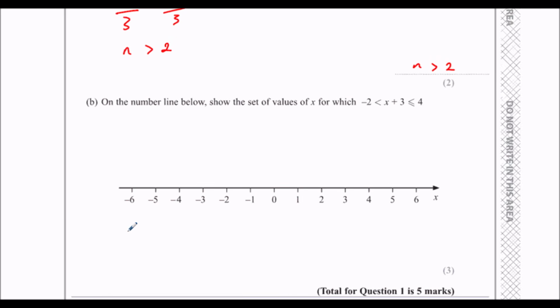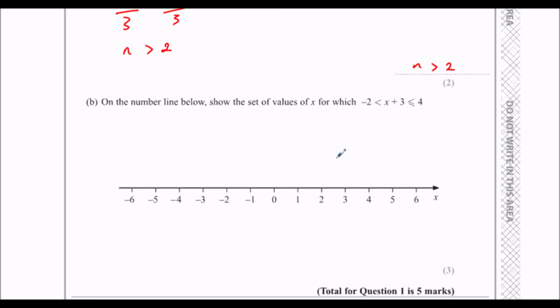Part B. On the number line below, show the set of values of x for which x plus 3 is bigger than negative 2 and less than or equal to 4. So we want to get x by itself. At the moment we've got x plus 3. So we want to take 3 away from everything to get x by itself.